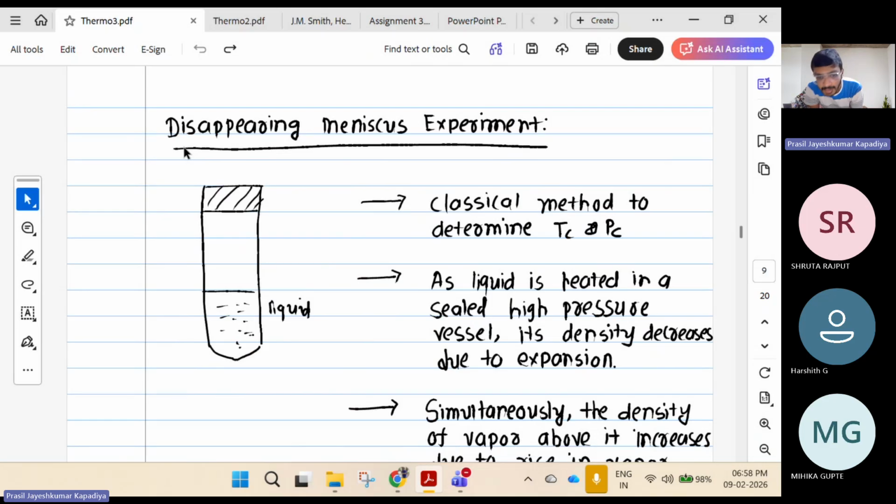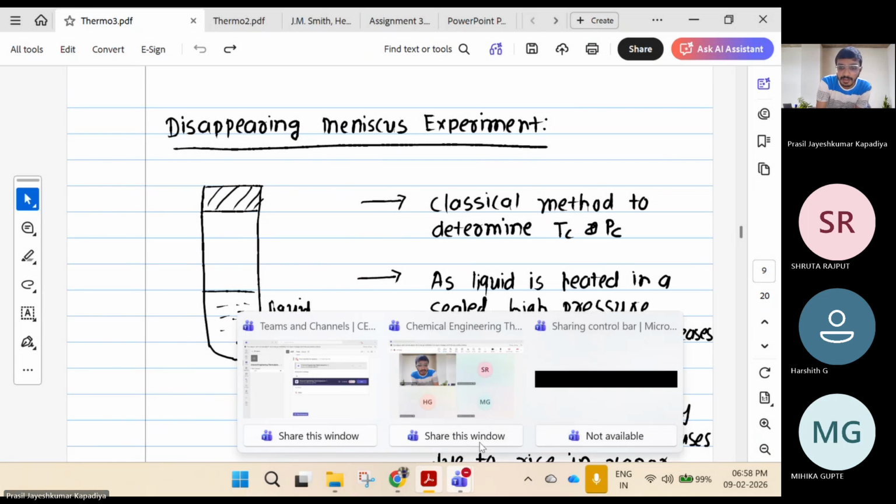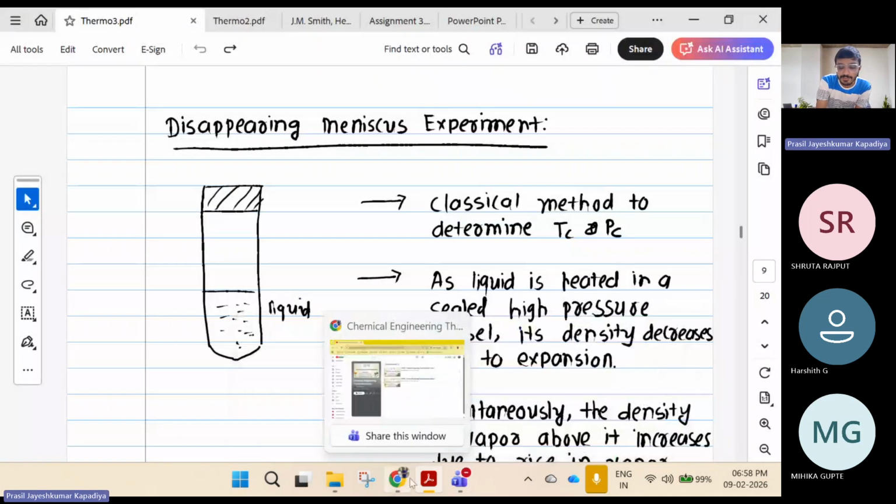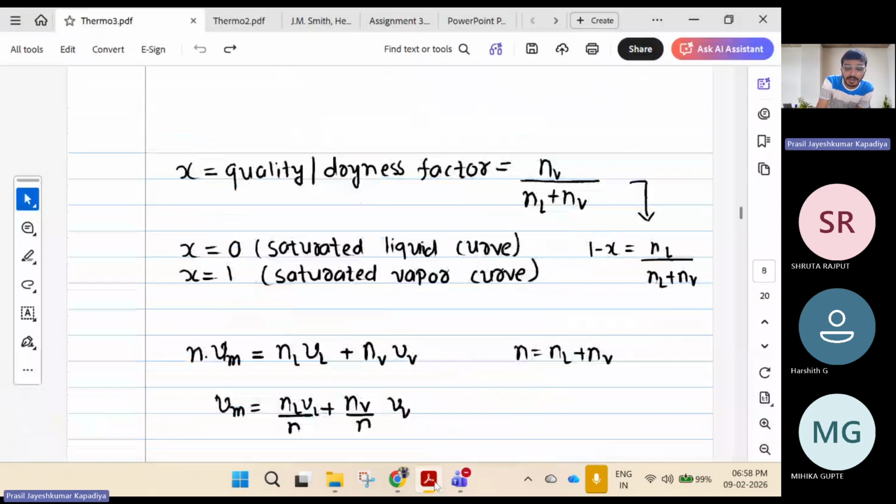So we fill liquid in a tube. We first fill liquid in a tube, we heat it, and we seal it under some high pressure vessel. Okay. So what is going to happen when I am increasing the temperature of the liquid? It is going to start vaporizing. It will be, sorry, I should be here.